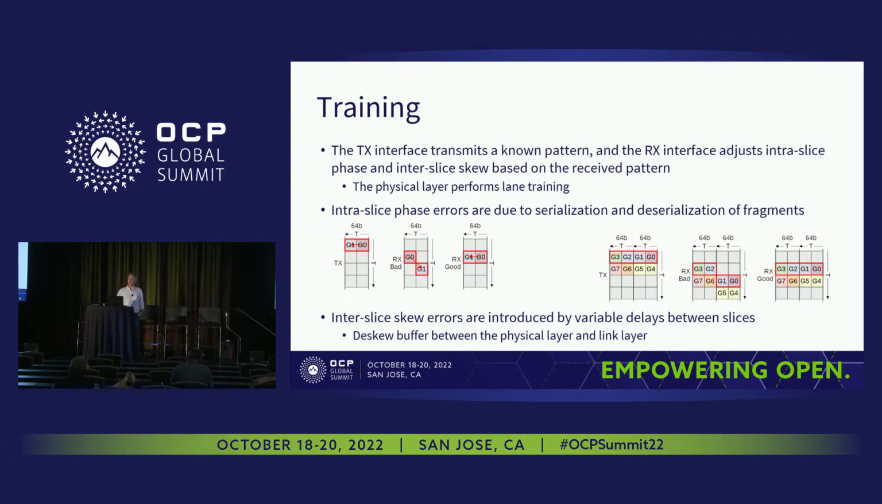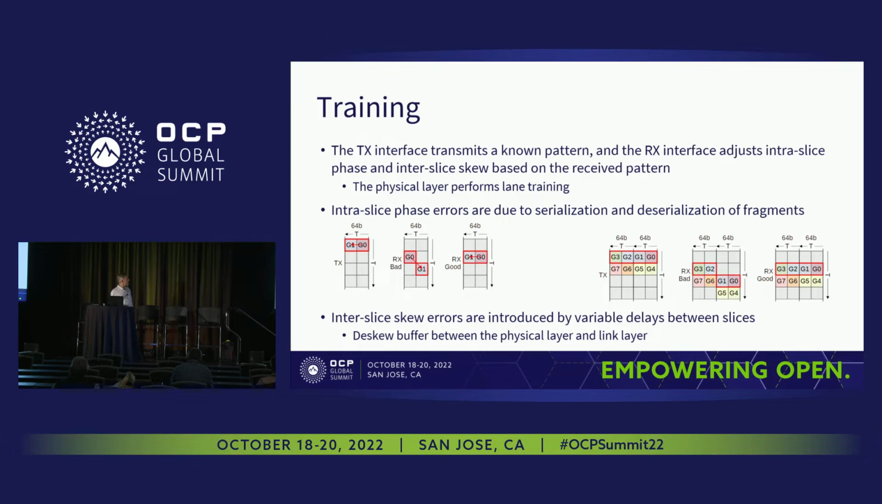An additional responsibility of the link layer is link training. In the current specification, the link layer assumes that the physical layer performs lane alignment so that the timing relationships between the clock and data lanes meet the BoW constraints. The remaining alignment issues result from serialization and deserialization of fragments and from differences in timing within a bundle. The link layer corrects both by transmitting a known pattern on the TX interface and by adjusting the received pattern in the RX interface.